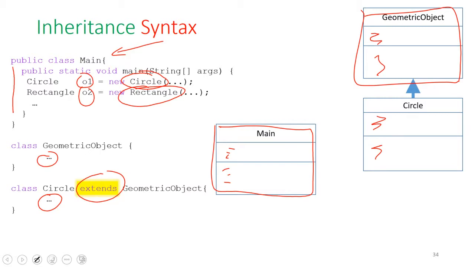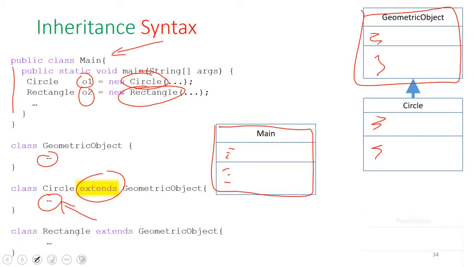Okay. All right. So once we have that, that's it. That's all we have to write. Now in the code of the class circle, it's going to be everything that is not already in geometric object. I don't need to repeat it anymore because that extends geometric object statement is going to allow me to inherit it already. So all the attributes that are marked in yellow that are put in geometric object, I don't need to repeat them in circle.